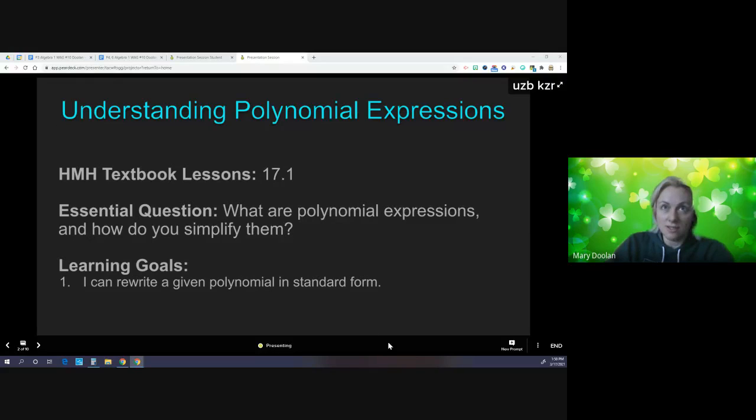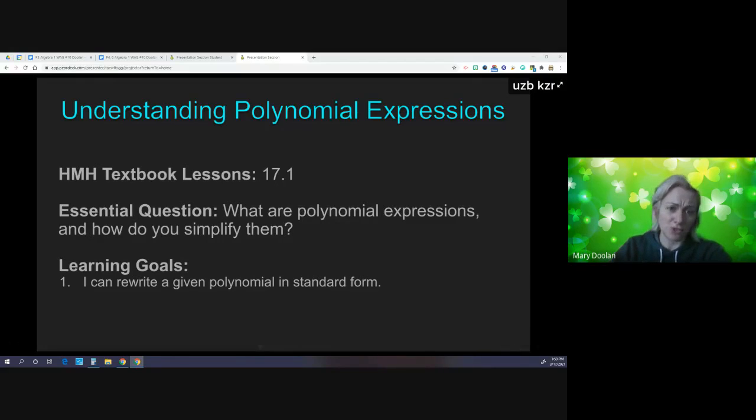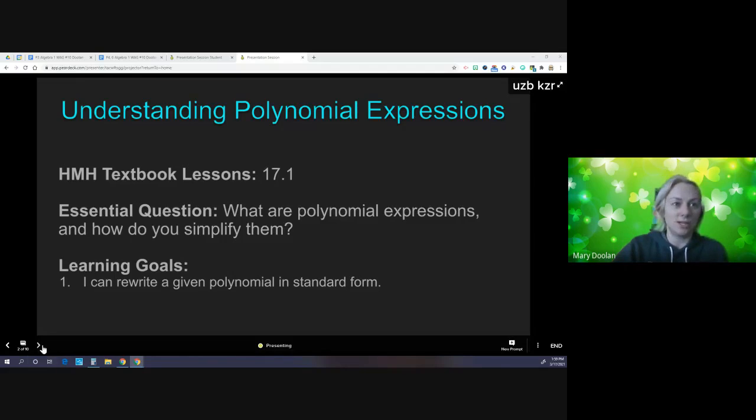Expressions. This is in the textbook, 17.1. Your essential question: what are polynomial expressions and how do you simplify them? Your learning goal: I can rewrite a given polynomial in standard form. To do this, we need to learn what a polynomial is, what standard form is, and how to rewrite a polynomial in standard form. We're going to do that today.